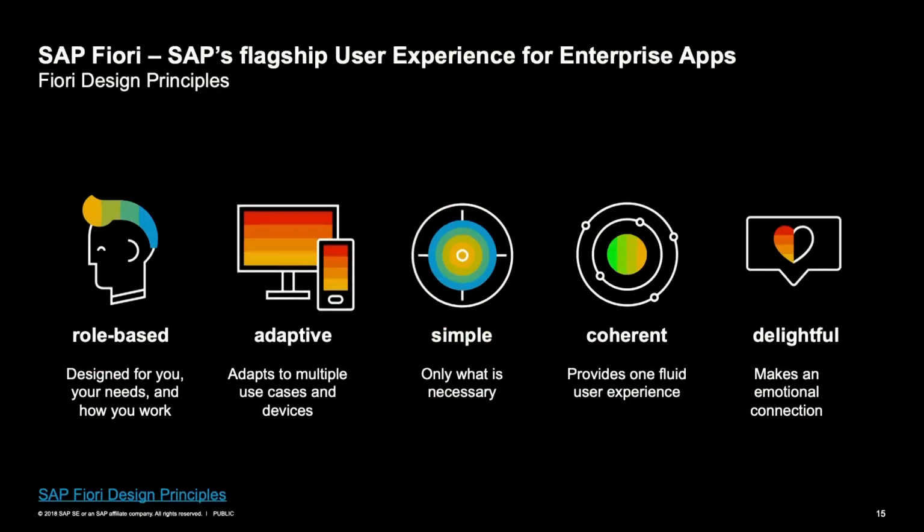Okay, so let's have a look at how we actually apply this in our flagship user experience. Our flagship user experience is based on 5 pillars. It has a full design style guide, which I'm sure Sarah will like a lot, because it's got a full version history and a lot of detail in there. Of these 5 pillars, role-based, adaptive, simple, coherent, delightful, the most important one for accessibility is adaptive.